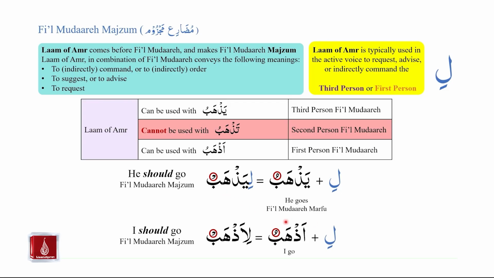Another example is laam Amr plus azhabu. Azhabu is fi'il mudari marfu. Azhabu can be translated as I go. With the addition of laam Amr to azhabu, we get li azhab. And in the case of li azhab, azhab is mudari majzoom. Li azhab can be translated as I should go. So the translation of I go after the addition of laam Amr becomes I should go. In the case of I should go, I, as the first person, am suggesting to myself or advising myself that I should go.